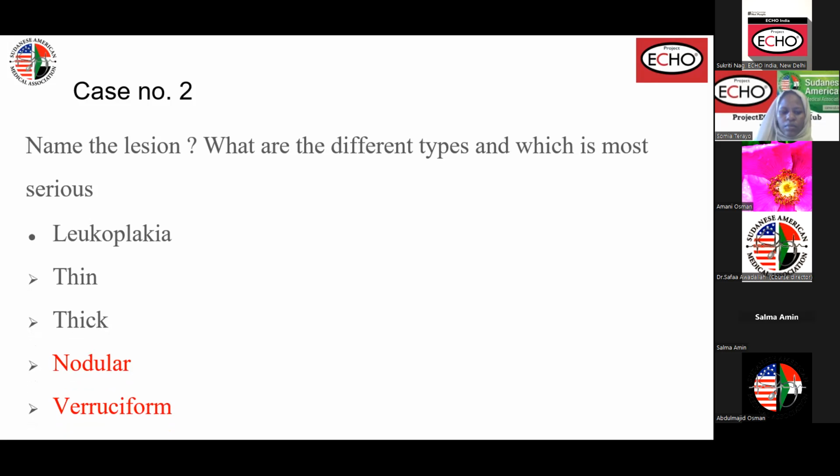So we have 4 types of leukoplakia. We have thin leukoplakia, thick leukoplakia, nodular, and verruciform. Of these 4 types, the most serious are the nodular and verruciform, mainly because they're highly irreversible, so usually they do not go back. Also the thick to some extent, but it's not as serious as nodular and verruciform. The thin type, which is the case of this patient, has a chance of reversing back to normal, as we saw in the description of the case.